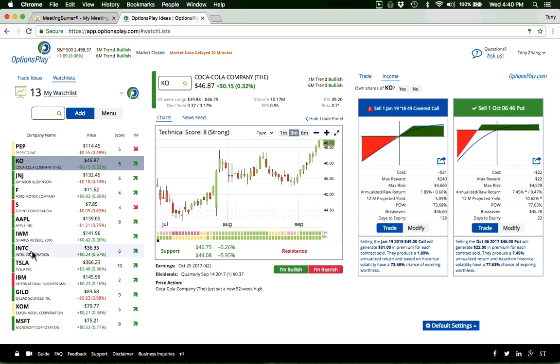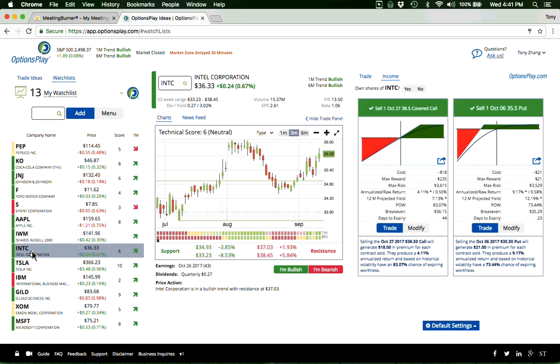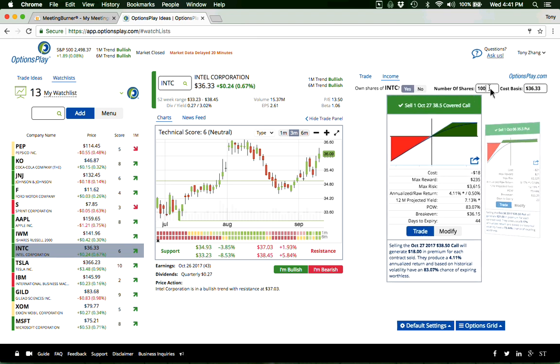Let me use a different symbol real quick just for now. So let's say I own Intel. I'll come back to Coca-Cola in 1 second. So let's say you own Intel. One of the first things on the income tab is it asks you, do you own shares of Intel? Click on yes. Enter the number of shares of Intel that you own. And what it does is it shows you exactly where your optimal starting point is based on your settings, which for me was short-term optimal.